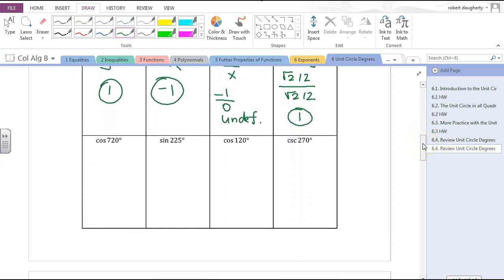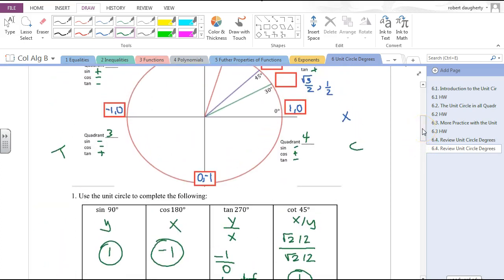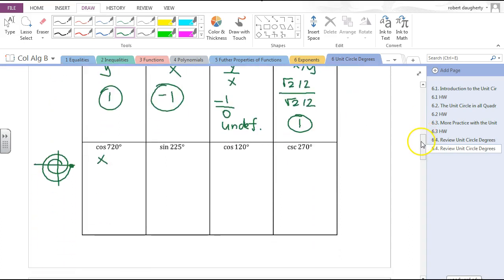The cosine of 720. If you need to draw this out, remember 720 is 2 complete revolutions, so it puts you right back on that initial x-axis. What is the x coordinate at this point? You go to the unit circle, and I see the point (1, 0). The x coordinate is 1. So the cosine of 720 is 1.